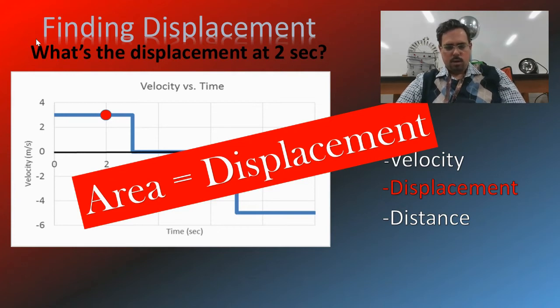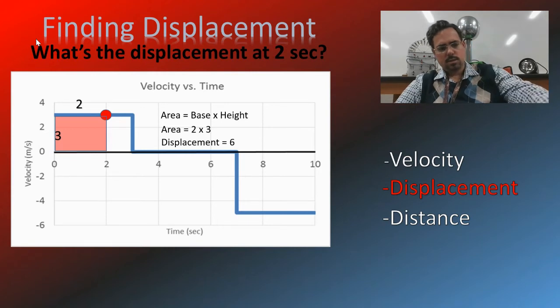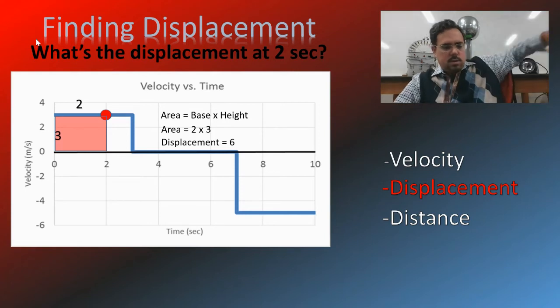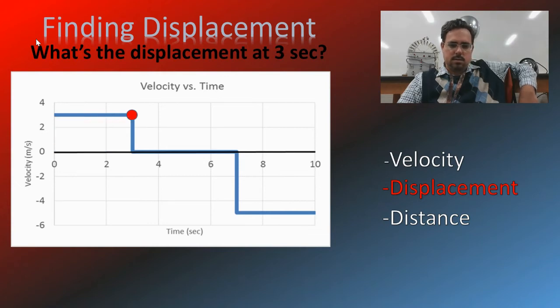So let's do an example. At 2 seconds, if I take everything before 2 seconds and shade it in between the graph and 0, then I get a little rectangle. And what's the area of a rectangle? It's equal to the base times the height. So you just find the base and height. The height is 3 because it goes from 0 up to 3, and the base is 2 because it goes from 0 to 2 horizontally. So base times height in this case would be 2 times 3, which equals 6.